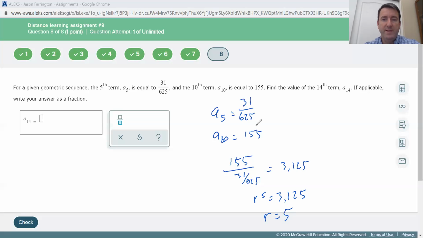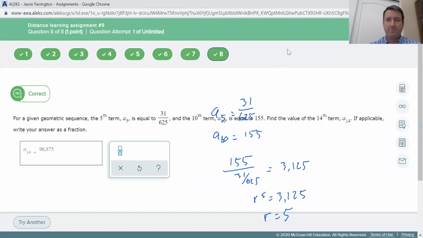If the 10th term is 155 and we're trying to find the 14th term, let's multiply by 5 4 times. The 10th term is 155, the 11th would be 775, the 12th is 3,875, the 13th would be 19,375, and the 14th term would be 96,875. So 96,875 is going to be our answer for that one.